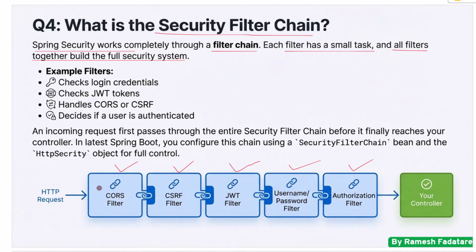When a request enters the system, it first passes through the security filter chain. If everything is valid, the request finally reaches your controller. In the latest Spring Boot, you configure this chain using a SecurityFilterChain bean and the HttpSecurity object. This approach gives full control over authentication and authorization logic.